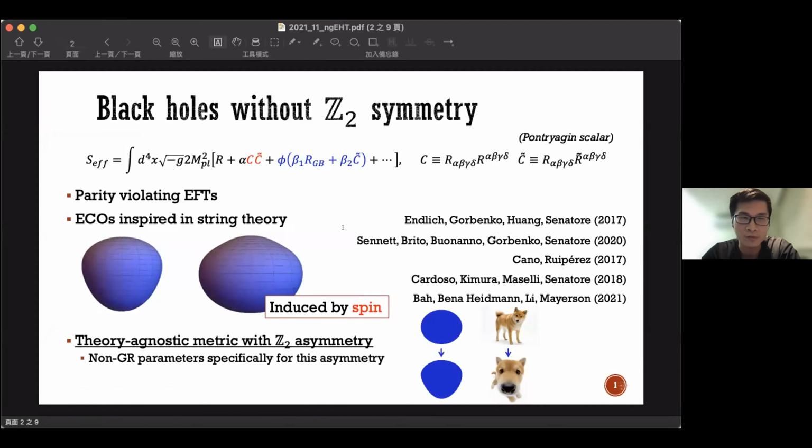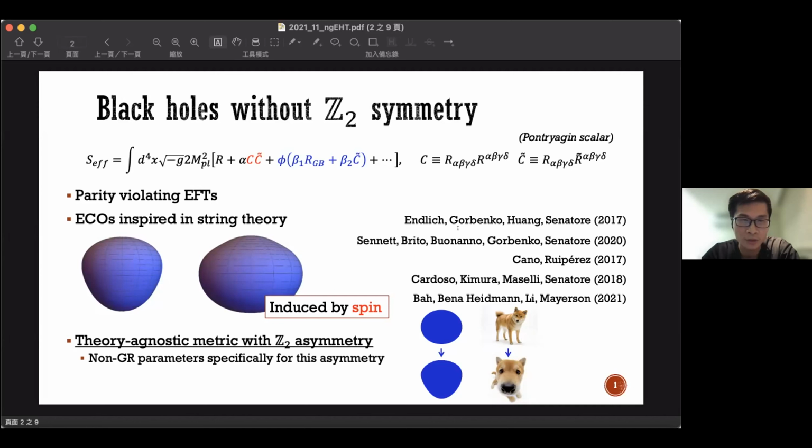For example, if you consider effective field theory, essentially in effective field theory we always include some higher-order curvature invariants on top of the Einstein-Hilbert action, and you can see a very complicated action like this. In particular, if the theory contains some parity-violating interactions, which, for example, consist of some combination of the Pontryagin scalar, then it has been shown by several authors in the literature that the rotating black hole spacetime in this theory generically does not have Z2 symmetry.